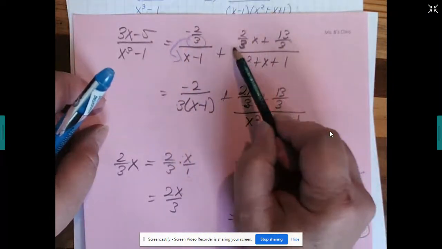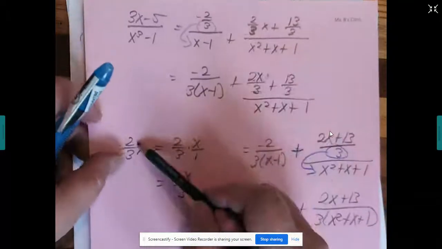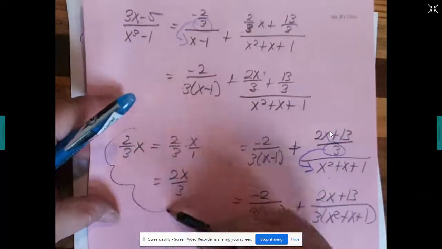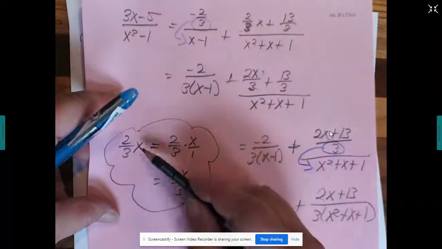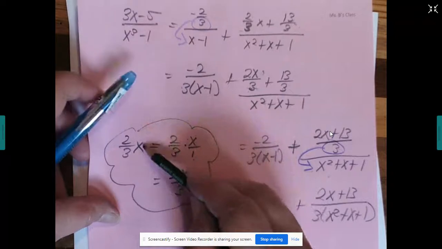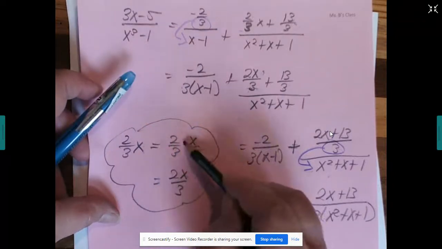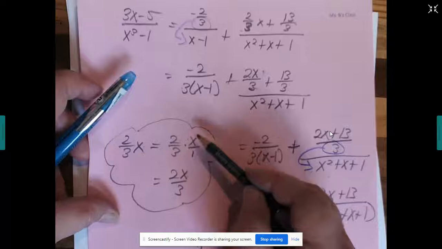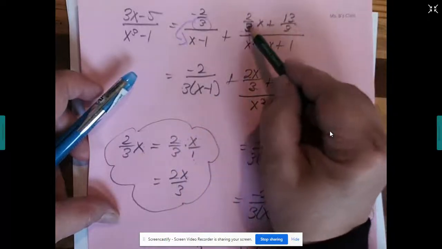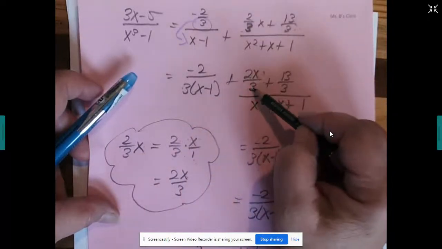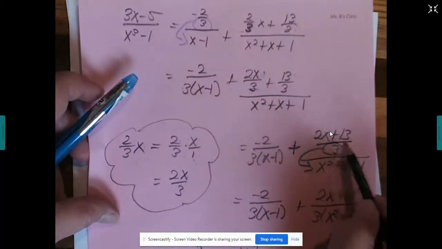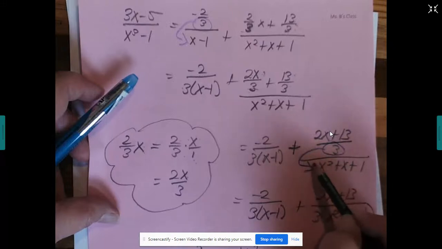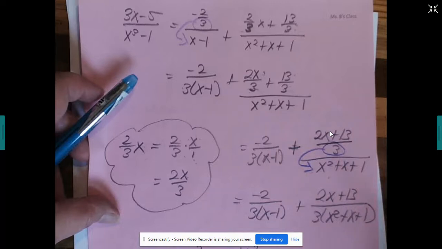Here you've got a common denominator. So look, 2x, there's a little bubble for you right here. This 2/3 x is the same as 2/3 times x over 1. x is the same as x over 1. So that's 2x over 3. Now you have a common denominator of 3. So that's 2x over 3 plus 13x over 3, which is the same as (2x plus 13) all over 3. Now that you have one common denominator, you can bring that down below. And there it is.